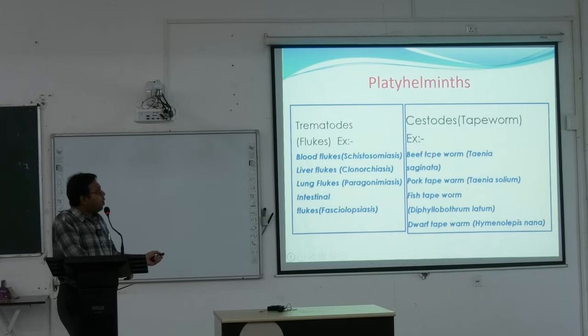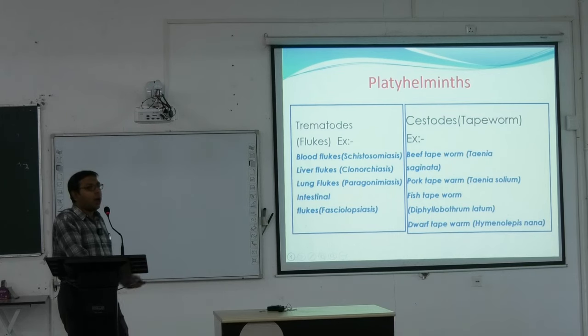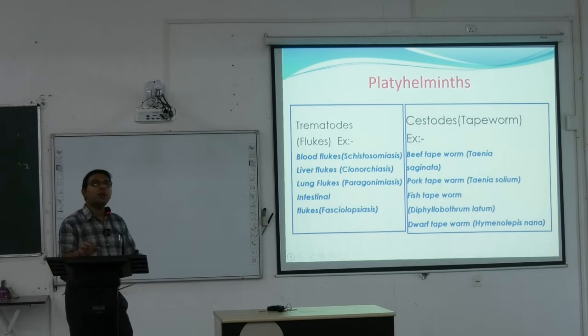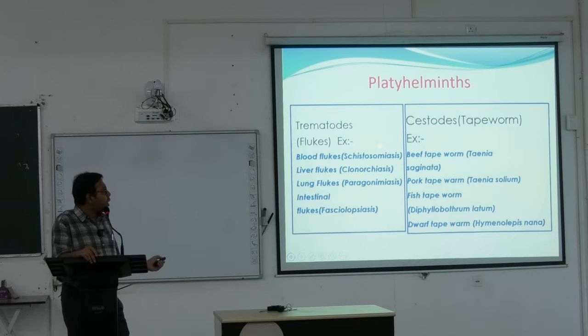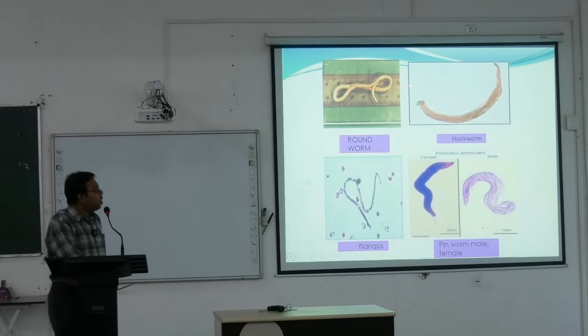Within the cestodes, it can be beef tapeworm, caused by Taenia saginata, pork tapeworm, caused by Taenia solium, fish tapeworm, caused by Diphyllobothrium latum, and dwarf tapeworm, caused by Hymenolepis nana. So you will read about these names. These are important. Of this, tapeworm infestation and fluke infestation are important. So you can see these are the pictures of roundworm, hookworm, filariasis, pinworm, male and female, etc. So these are pictures under the microscope.